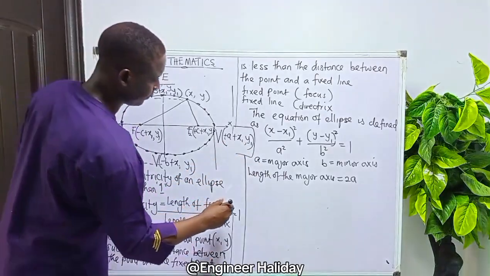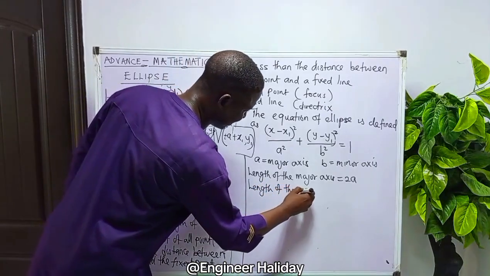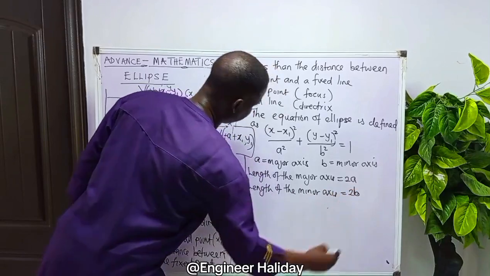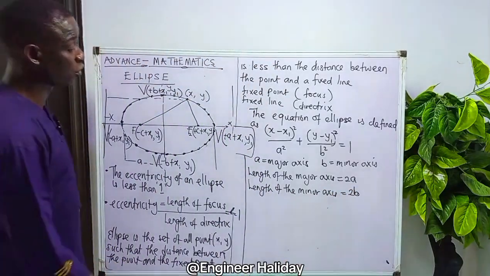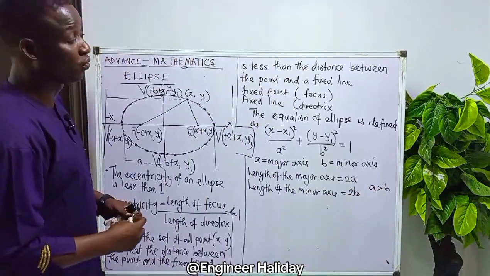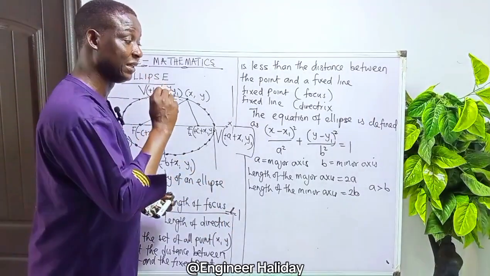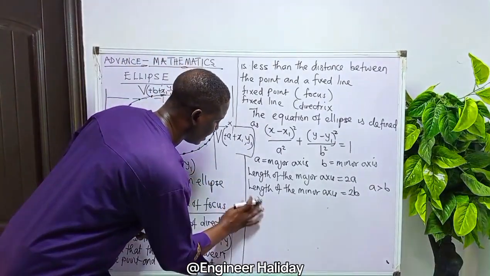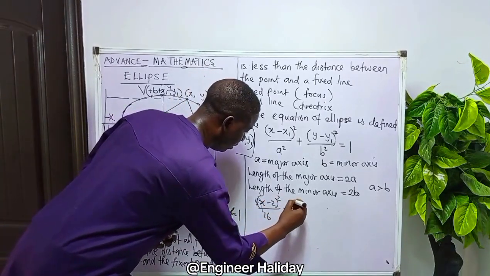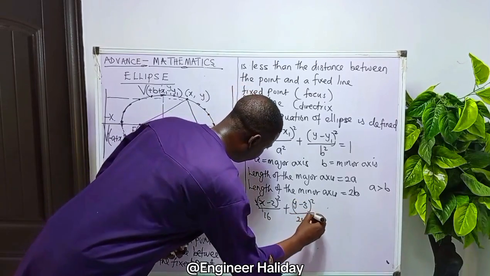Now we go again. What about the length of the minor axis? They can ask you, it is equal to 2b. Length of minor axis. And don't forget, A is always greater than B. Because in the question, they might not name it alphabetically. Just check. For instance, if I give you (x minus 2) all squared over 16 plus (y minus 3) all squared over 25 equal to 1.